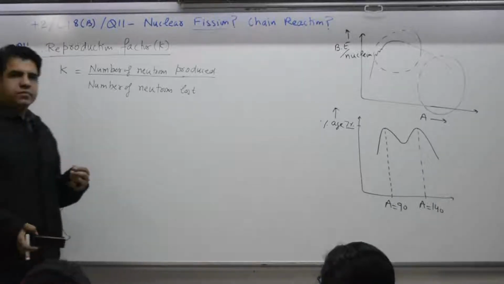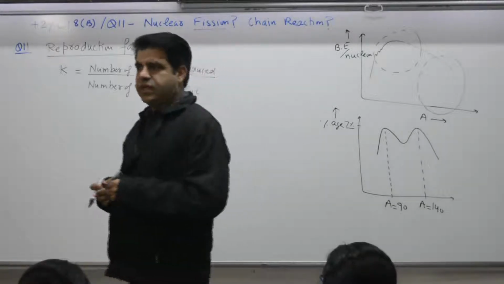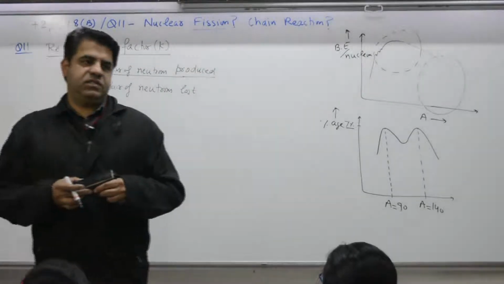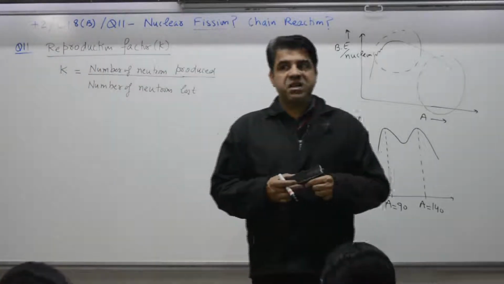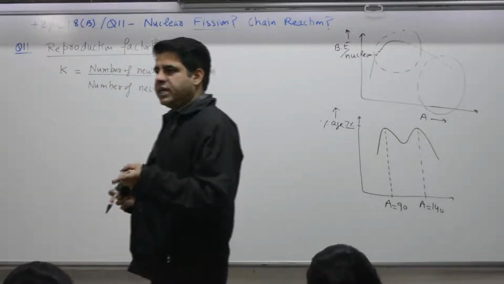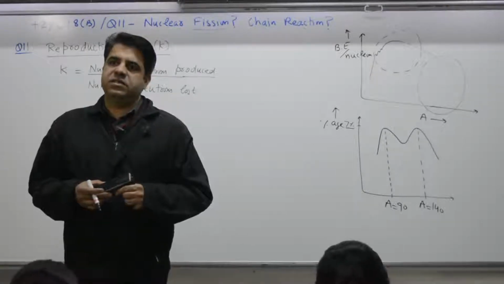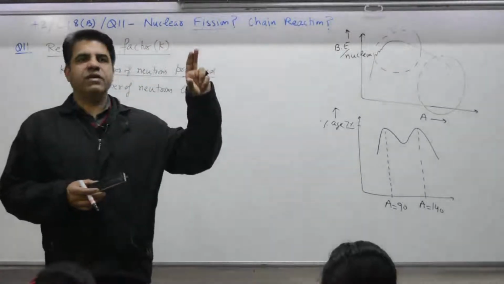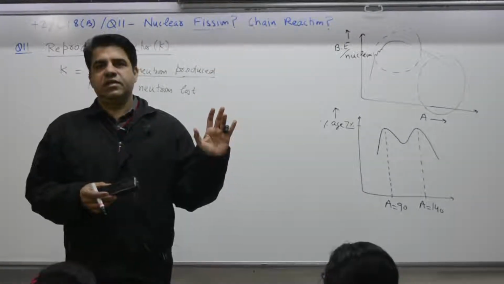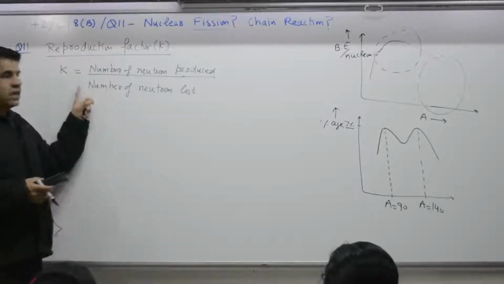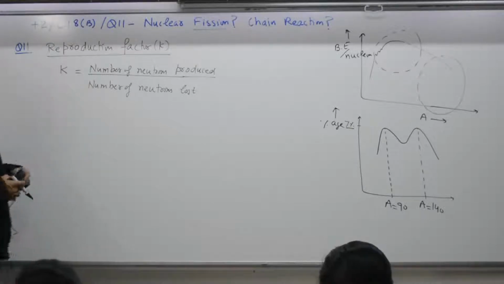In a given city, if the birth rate and death rate is equal, then population remains a constant. If the birth rate is more than the death rate, population will increase. If a birth rate is less, death rate is more, population will decrease. And a population of 1 lakh will reduce to 50,000, 25,000, and this number will keep on decreasing. Similarly, here also, this factor K can be equal to 1, K can be greater than 1, K can be less than 1. Case number 1.